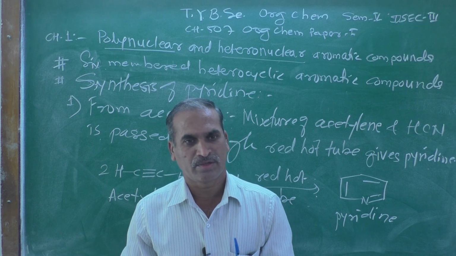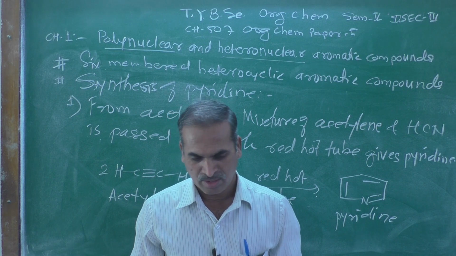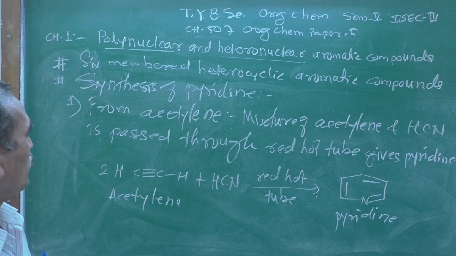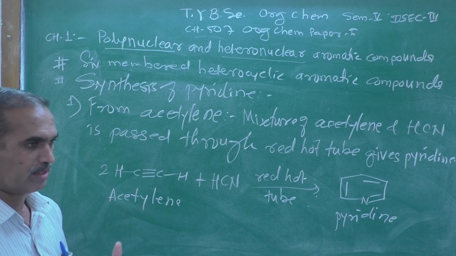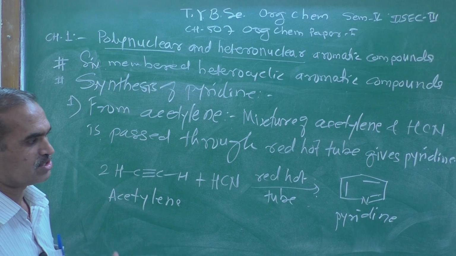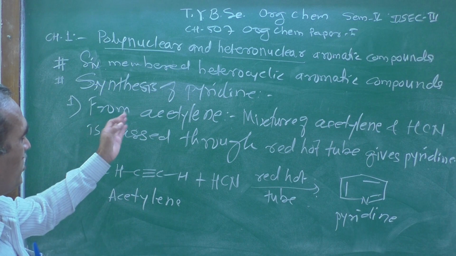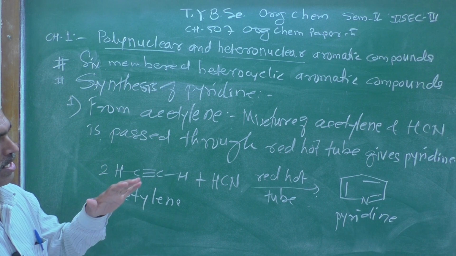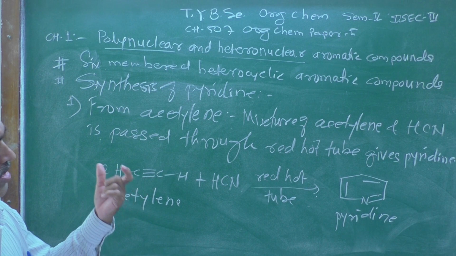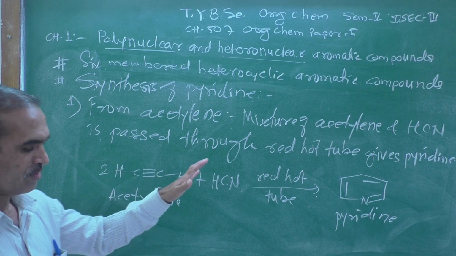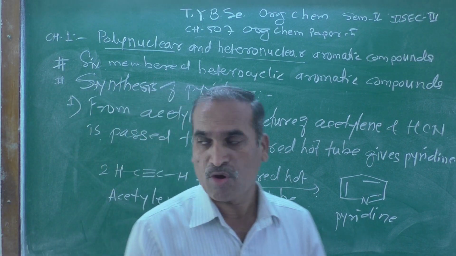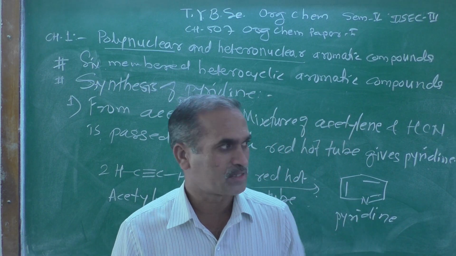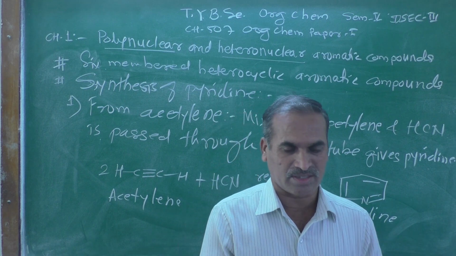Do you remember what we were discussing yesterday? I think yesterday we were discussing the synthesis of pyridine, and one of the best methods for the synthesis of pyridine, which is written over here, is from acetylene. A mixture of acetylene and hydrogen cyanide is passed through a red hot tube, and pyridine is obtained in high yield. This is one of the methods we described in our previous lecture.